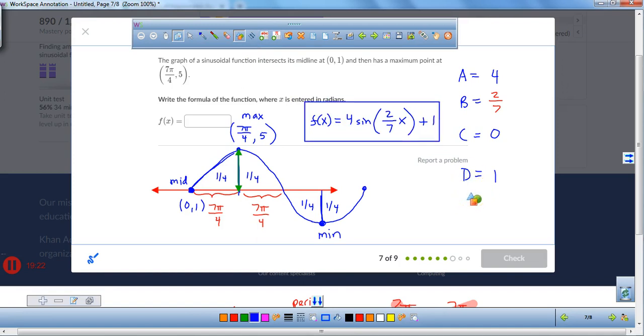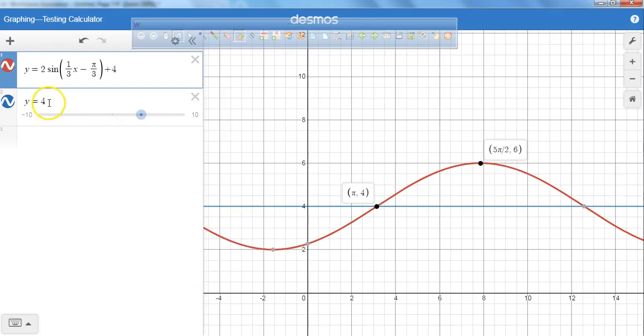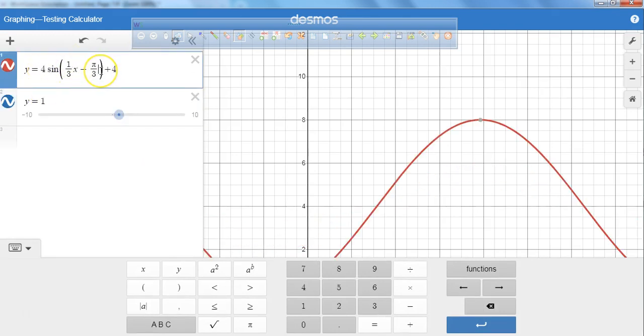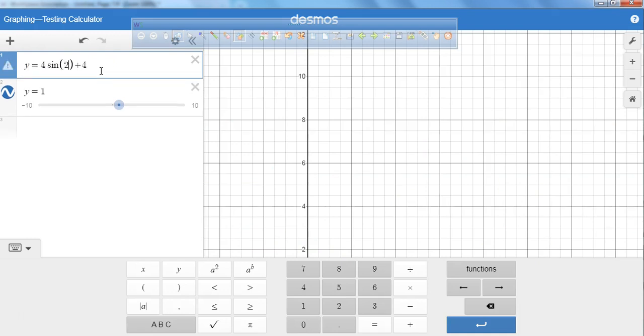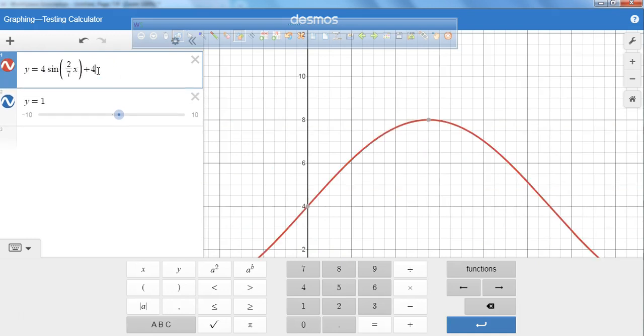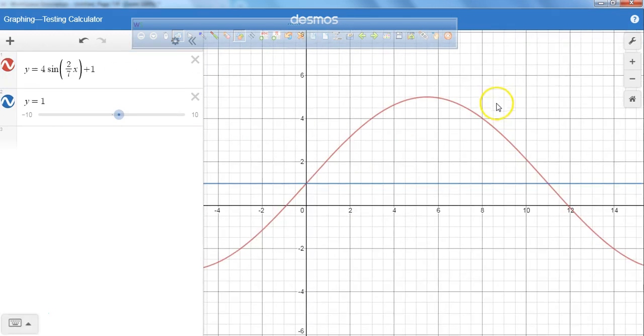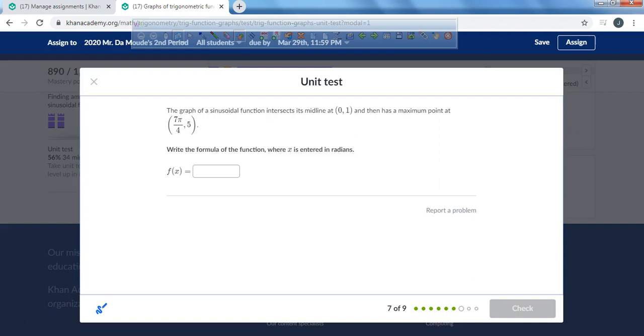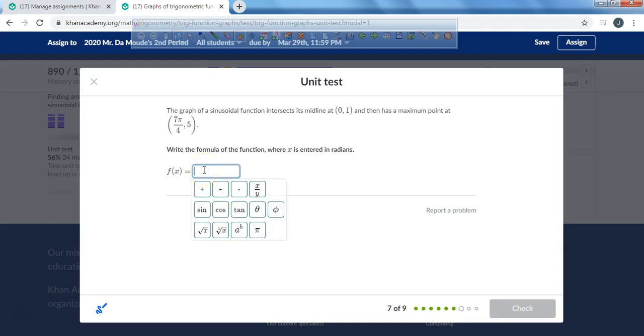Now, my suggestion to you is after you build it, before you type it into the Khan Academy and hit check, type it into Desmos and make sure you haven't made a silly mistake along the way. I mean, everybody here is going to make a silly mistake. I'm going to make a silly mistake. So we're going to type it into Desmos just to be sure. So our y value, our midline was 1. That was a 4. Over here, this was 2 sevenths x plus 1. Then we're going to check. Did it start at 0, 1? Yes. Was its maximum at 7 pi over 4, 5? Yes. That gives me confidence to type in the final answer.